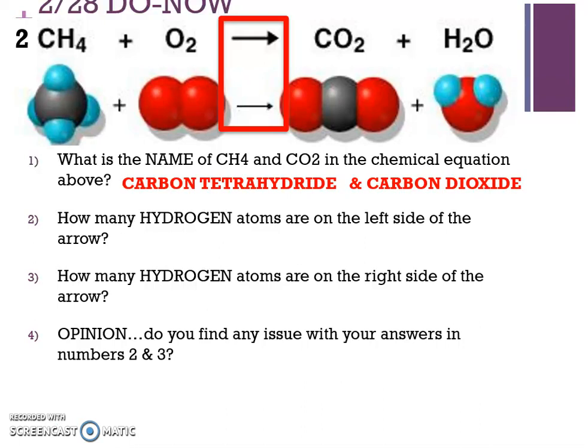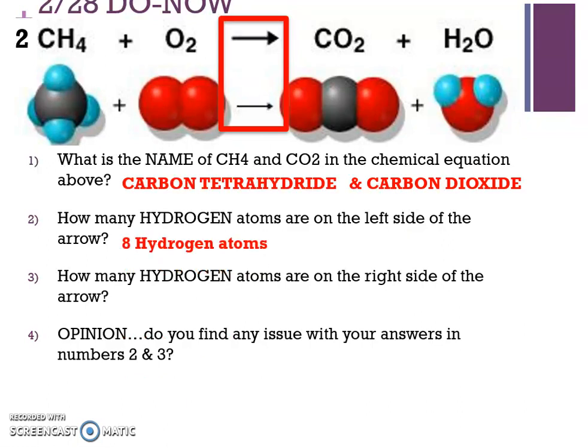Number two, how many hydrogen atoms are on the left side of the arrow? Well, looking at the top of the screen, we see where the arrow is. We're talking about the left side. We're going to count how many hydrogens we see over there. So there's a coefficient in front of CH4, carbon tetrahydride. How many hydrogens would there be over there? Well, if I have 2 molecules of carbon tetrahydride, 2 times 4, that would be 8 hydrogen atoms.